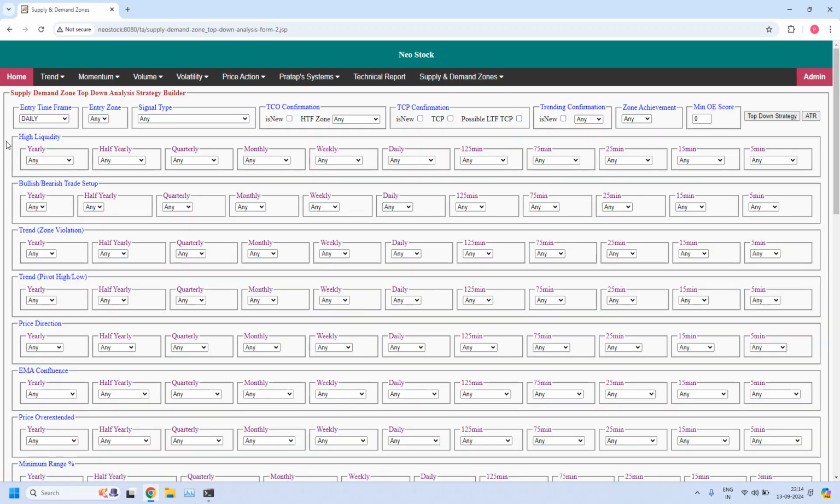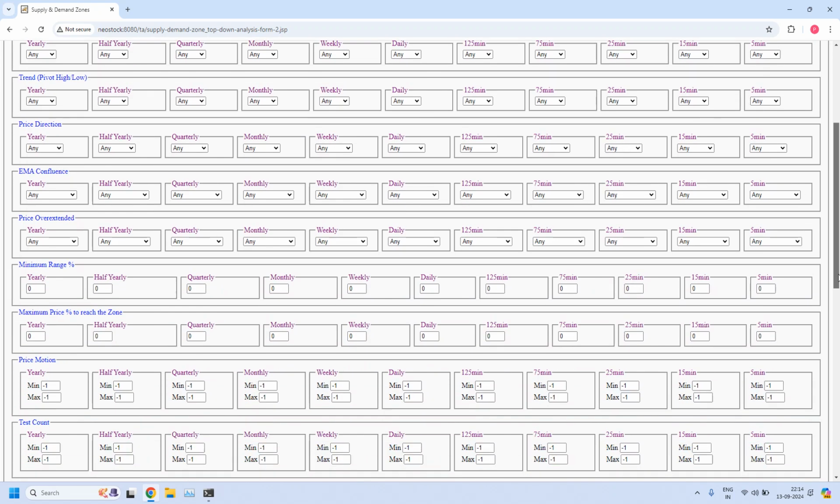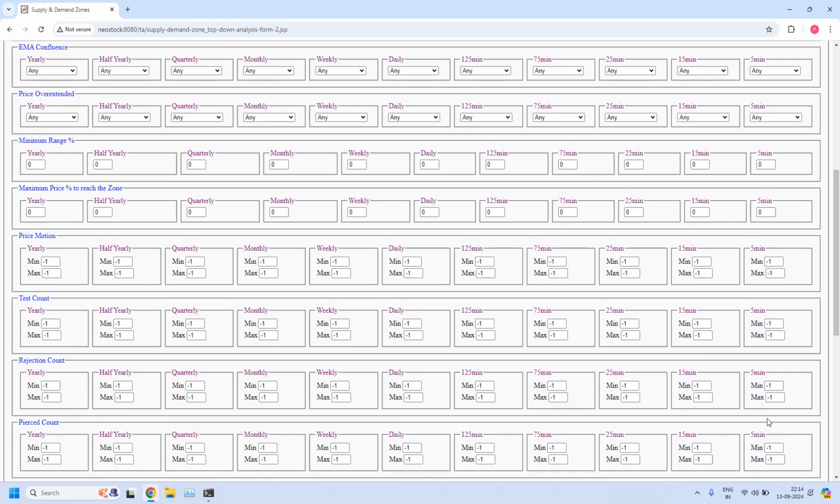Next, hourly income trade, bullish trade setup. Entry time frame is 5 minutes. Entry zone, demand zone. In bullish or bearish trade setup at 5 minutes, I am selecting bullish. And then 5 minutes demand zone should not be pierced. So in the pierced count, 5 minutes minimum value, I am setting 0, maximum value 0.